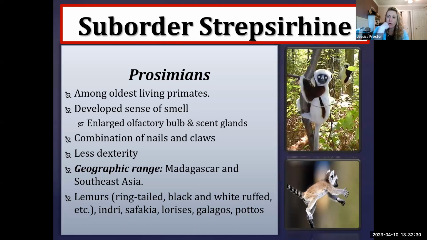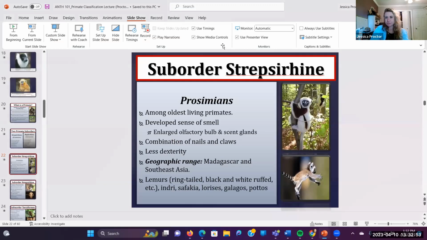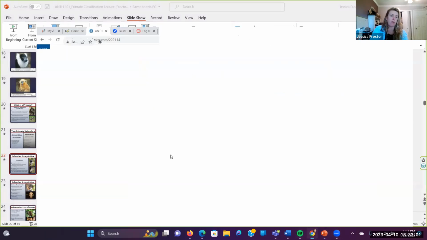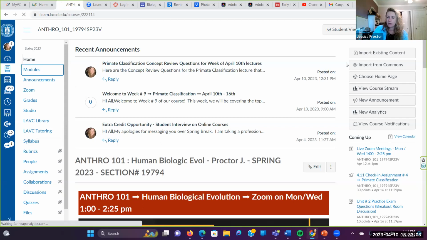They do a kind of locomotion called vertical clinging and leaping, which I'll show you a video clip of here just in a second, because it's a really cool way of locomotion. Geographically speaking, we find lemurs only in Madagascar, and then we find the galagos and patos in Southeast Asia. So let me show you a little video clip about the vertical clinging and leaping, because it's pretty cool. So this is a specialized form of locomotion that we see predominantly, well, actually only in the strepsirrhines. Let's pull it up here in our module.